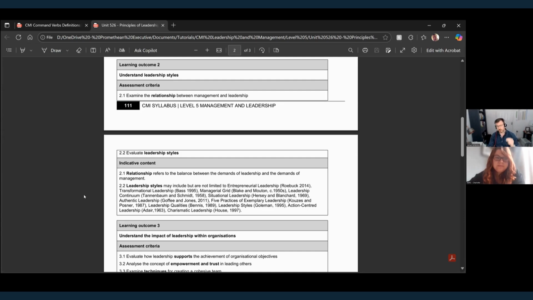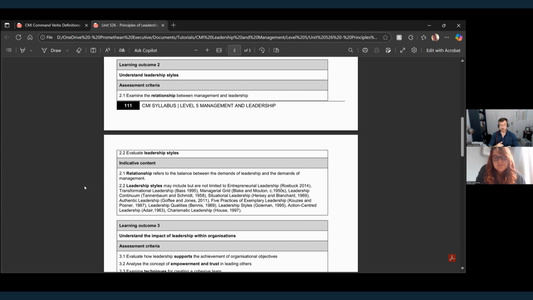In 2.2, then, you have to evaluate leadership styles. So here there's nothing to define particularly, but you will have to select at least two, maybe three, as much as four different leadership styles. So typically Goleman is known for leadership styles, whether it's coaching, affiliative, democratic, etc. But there are loads and loads of different styles of leadership out there from authors aplenty. So choose whichever you want to look at.